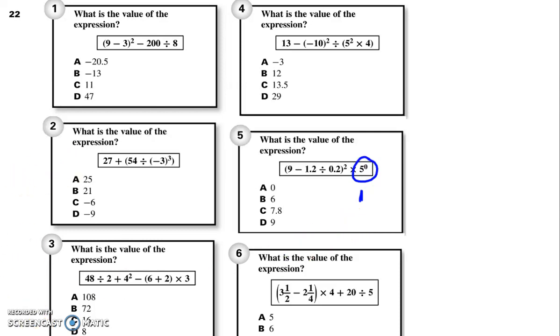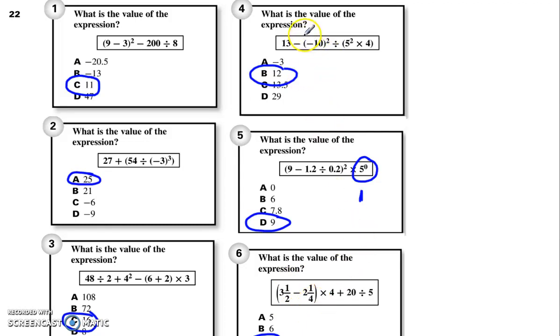Alright, so here are the answers. We got C, A, C, B, D, C. If you don't know how to type a fraction into a calculator, either come and ask me, or you could change the fraction to a decimal. That's 3.5. This is 2.25. Or there's various ways. You can do 1 divided by 2, 1 divided by 4.